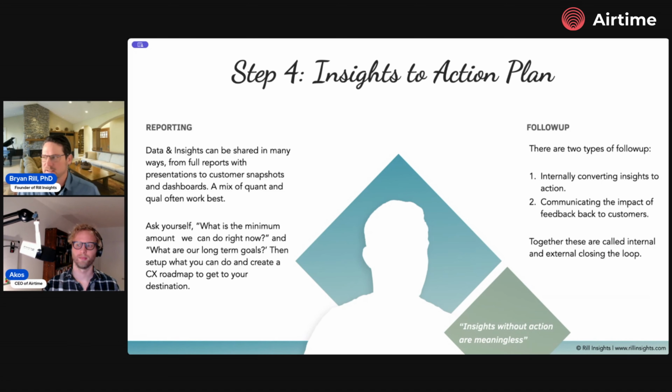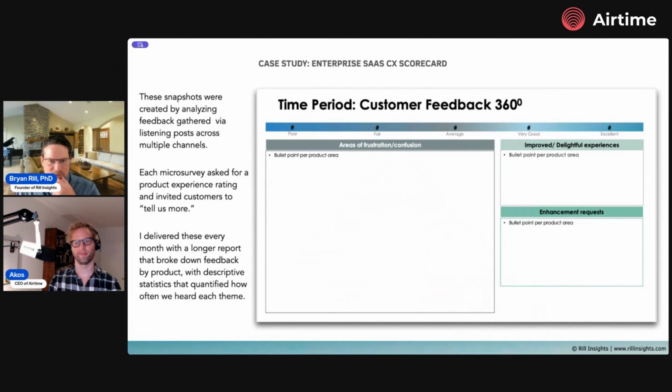Now, the other piece of this is the follow-up. And there's two types, right? There's internal follow-up, which is converting those insights to action. And then there's external follow-up, which is communicating the impact back to your customers. And the terms I learned for these are internal and external closing of the loop, right? So you can use those or any other terms that you like. And I'm going to give you a few examples of what reporting looks like, kind of at different scales.